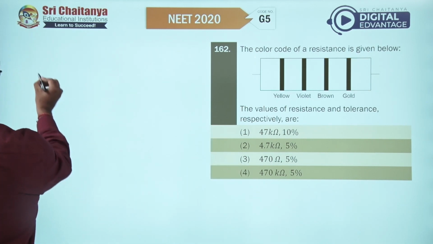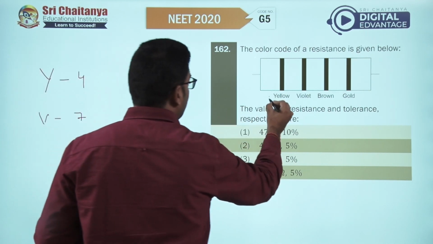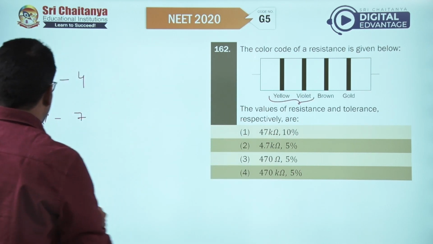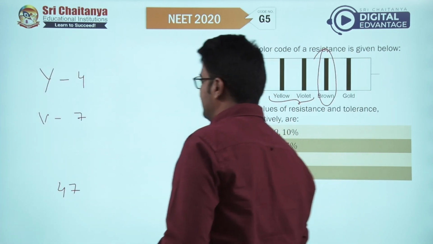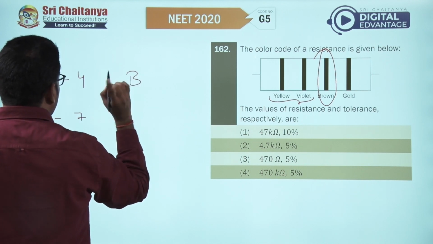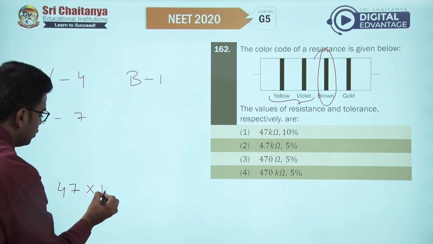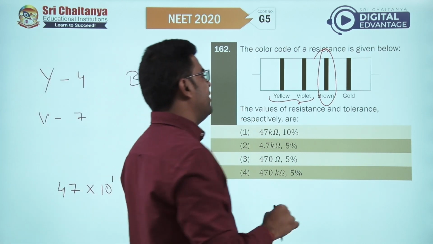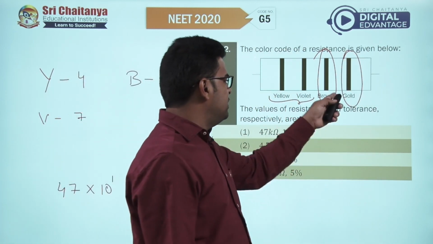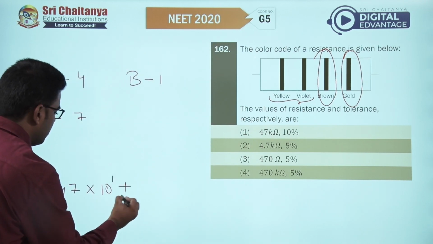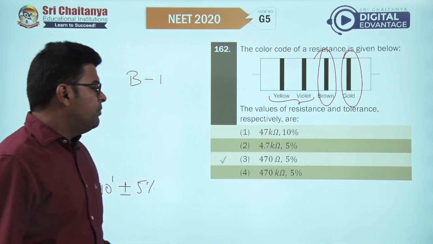So we know that the color code for yellow comes out to be 4, the color code for violet comes out to be 7, the first two colors represent the number, so that will be simply 47. The third color represents the multiplier. So brown here is the multiplier, and we know that for brown the number is 1. If the number is 1, the multiplier will be 10 raised to the power of 1, and this is a gold rated resistor. Gold rated means 5% tolerance, silver rated means 10% tolerance. So since it has got 5% tolerance, you will write plus minus 5%. So the answer is simply 470 ohm plus minus 5%. That is option number 3.